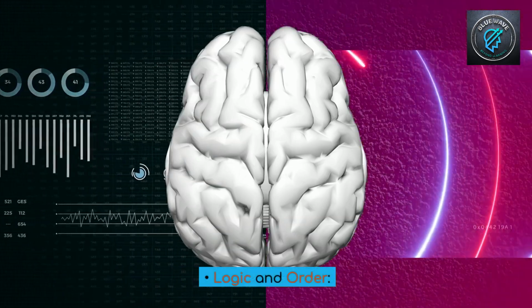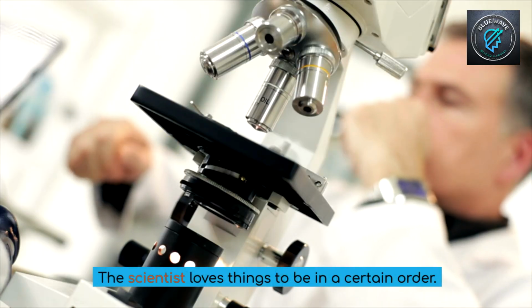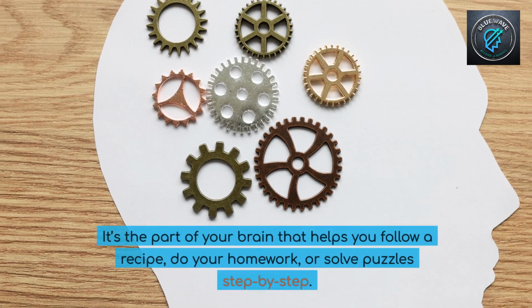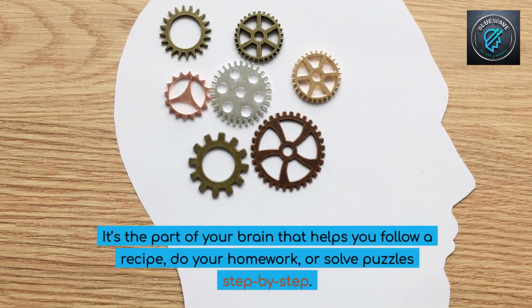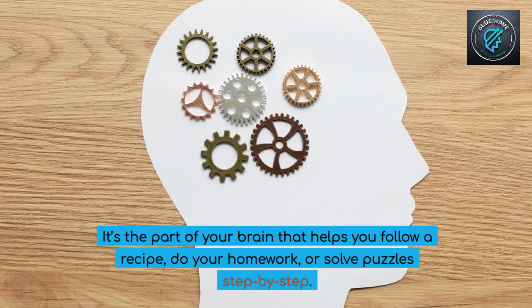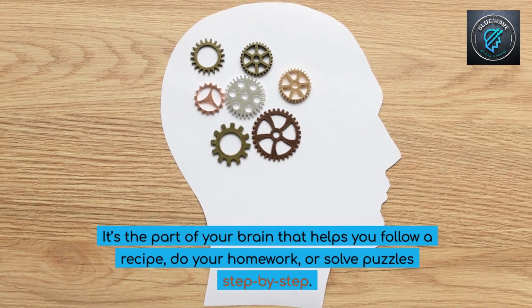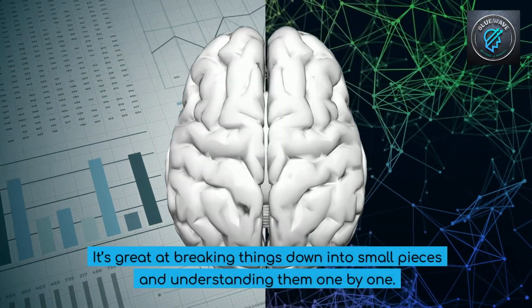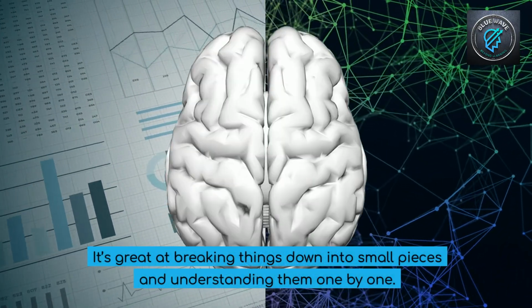Logic and order. The scientist loves things to be in a certain order. It's the part of your brain that helps you follow a recipe, do your homework, or solve puzzles step by step. It's great at breaking things down into small pieces and understanding them one by one.